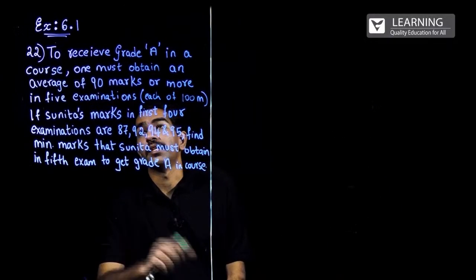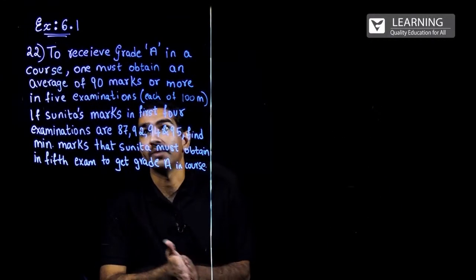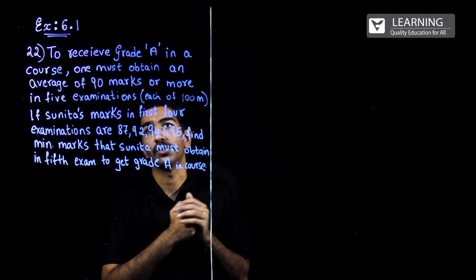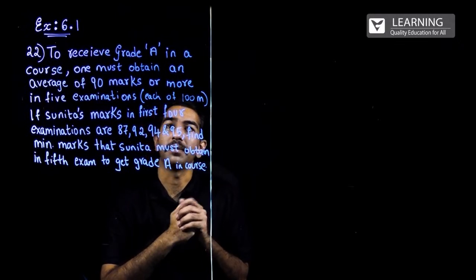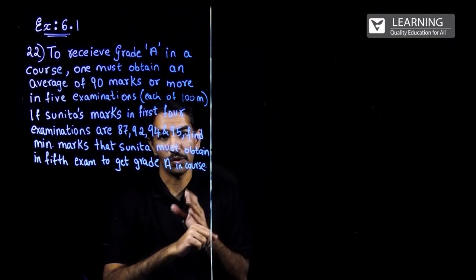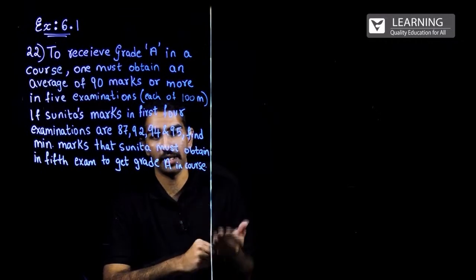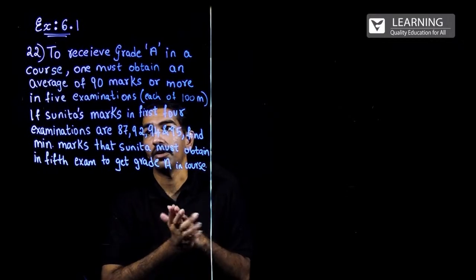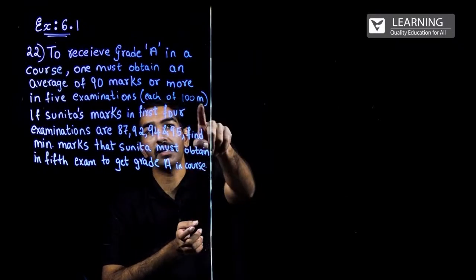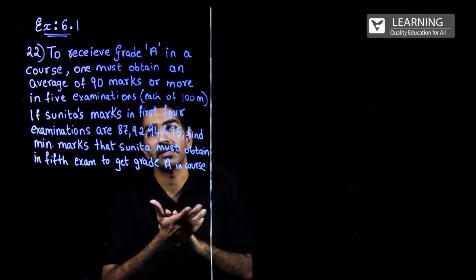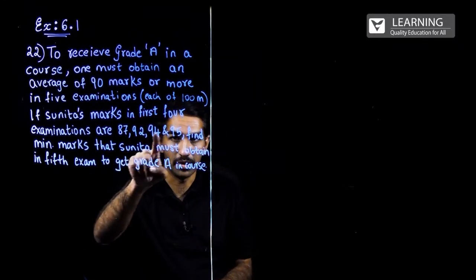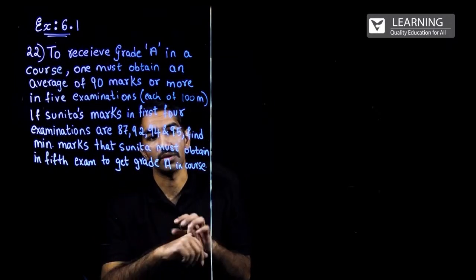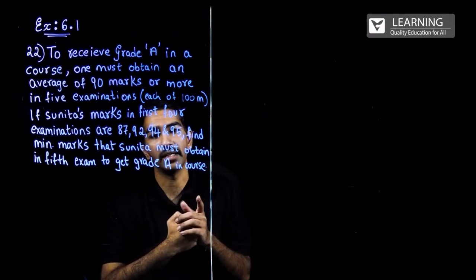Starting with the next one, number 22. So this is a word question, students. We'll read the question first, understand it. To receive grade A in a course, one must obtain an average of 90 marks or more. So if you are scoring 90 marks or more than 90, then you will be getting grade A. Just remember this. Or more in 5 examinations, each of 100 marks. If Sunita's marks in the first 4 examinations are 87, 92, 94 and 95, find the minimum marks that Sunita must obtain in the 5th exam to get grade A in the course.